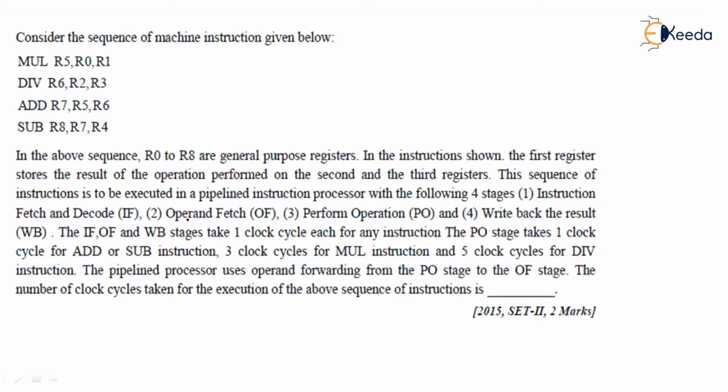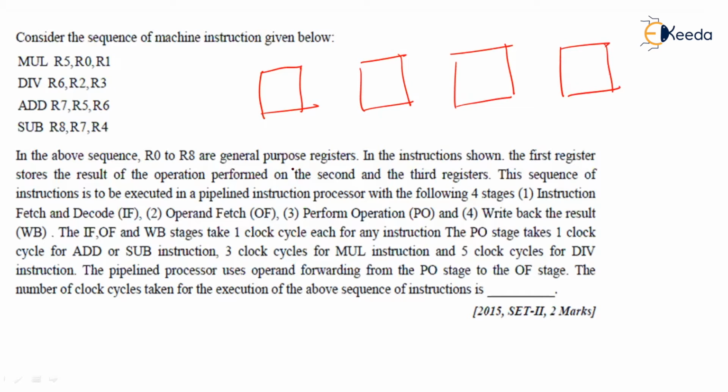The sequence of instructions is to be executed in a pipeline instruction processor with the following 4 stages. That is, this has to be executed in a pipeline processor which has 4 stages. Okay, let me draw it here. There are 4 stages: 1, 2, 3, and 4. Namely, instruction fetch and decode, that is IF, operand fetch, and the next one is perform the operation, and finally write back, register write back.